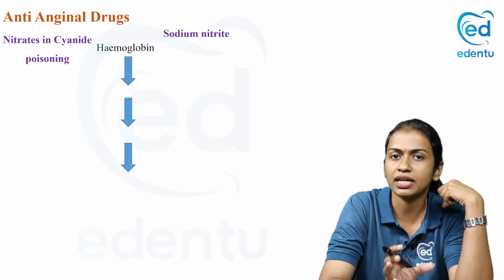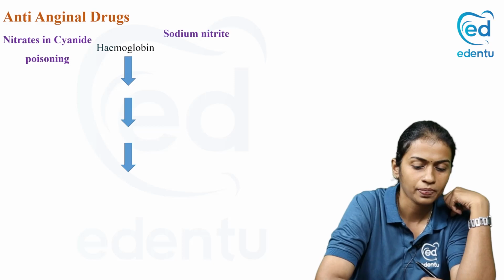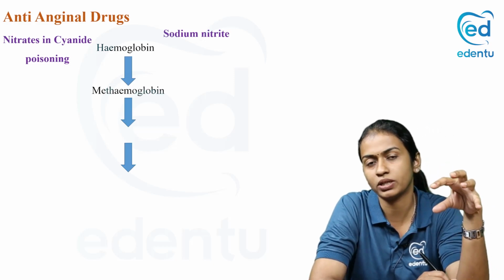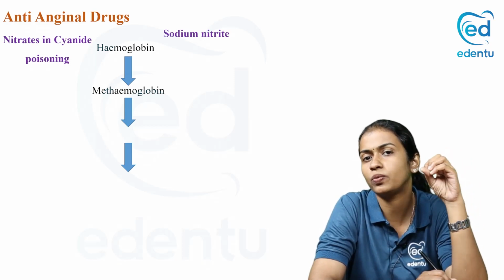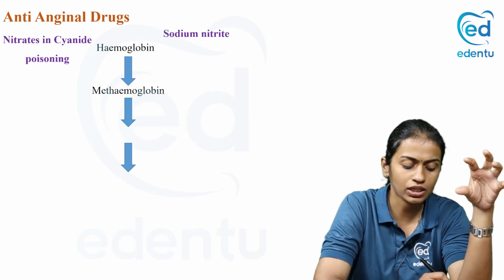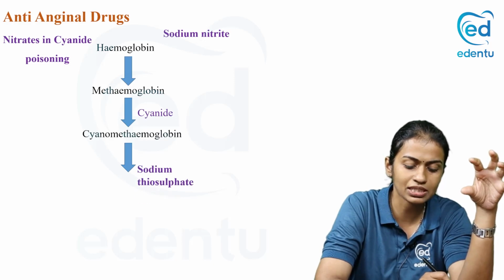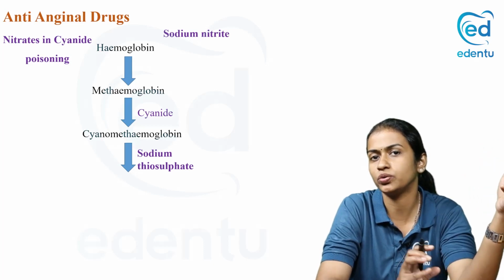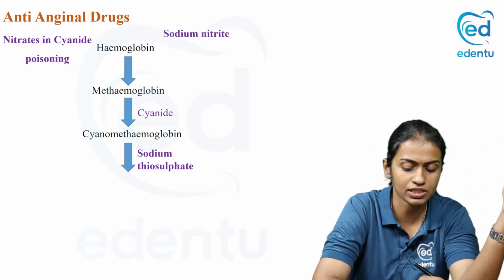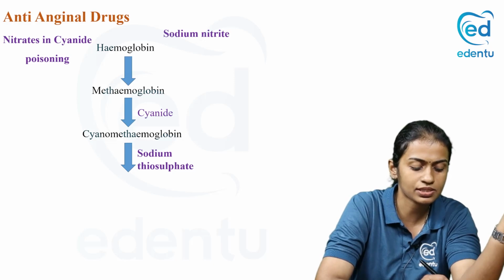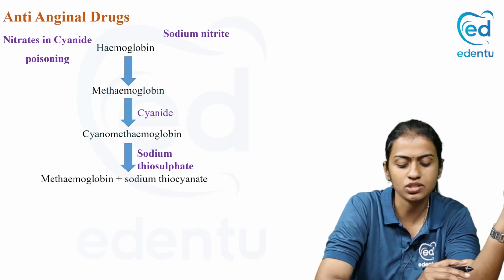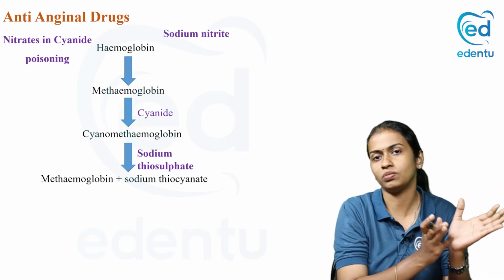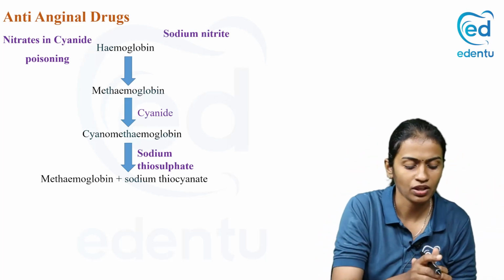So we use mild agents like sodium nitrite, which combines with hemoglobin forming methemoglobin, and this methemoglobin has a very high affinity for cyanide. So it combines with cyanide forming cyanmethemoglobin, and to increase its excretion out of the body you give another agent known as sodium thiosulfate, which combines with cyanmethemoglobin and produces methemoglobin and sodium thiocyanate, which is easily soluble and gets excreted out from the body.